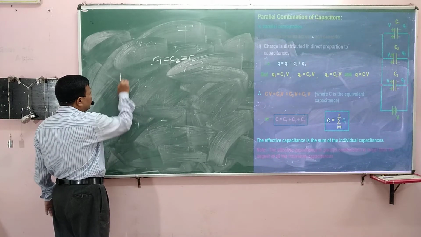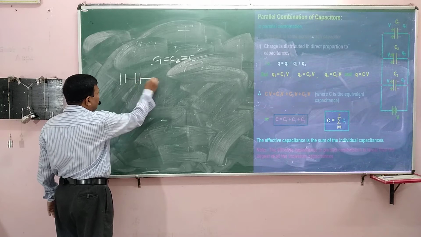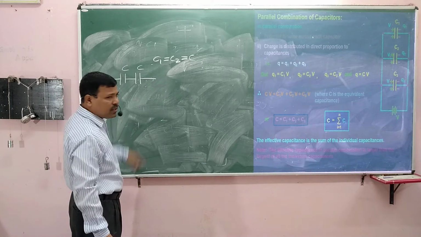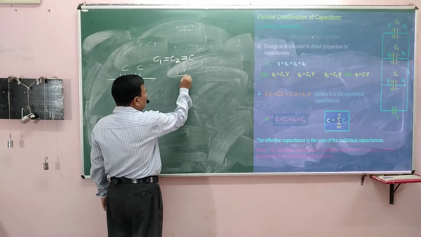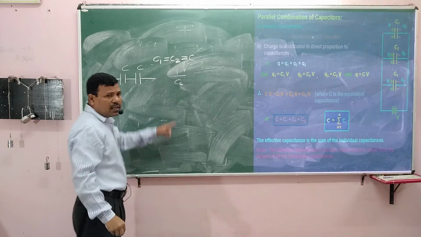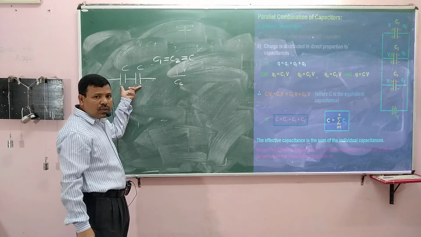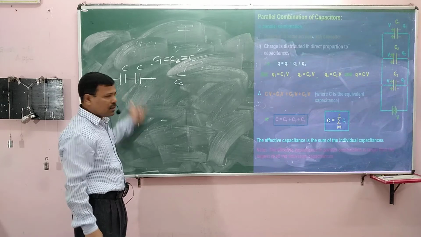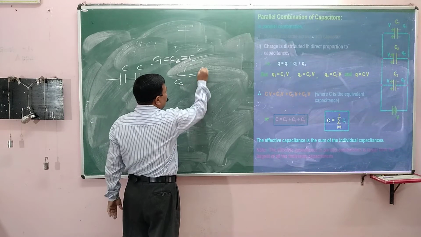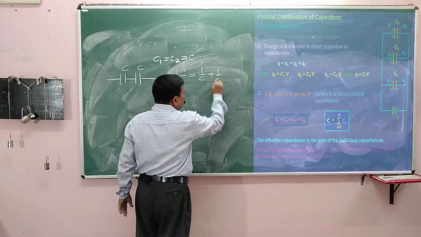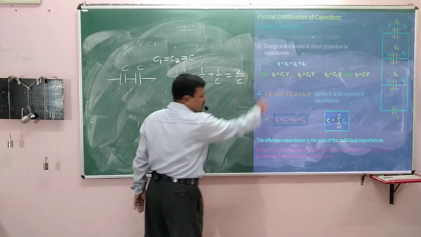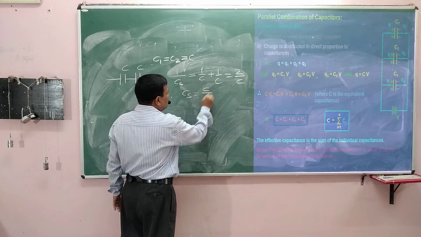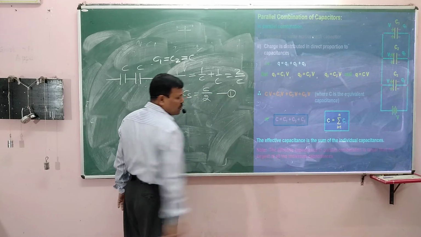First these 2 connected in series, C, C. Then what is the net capacitance? 1 by CS. CS means the capacitance of 2 capacitors when connected in series is equal to 1 upon C plus 1 upon C. It will be 2 upon C. Therefore, CS is equal to C upon 2 for this equation.